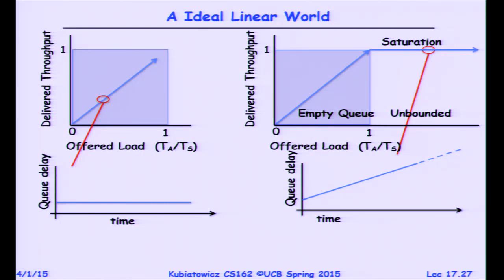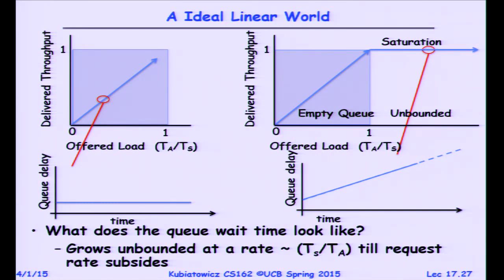But it's not quite as bad as what we think about. If you look at what the queue wait time looks like, it's growing unbounded at a rate of TS over TA until the request rate subsides. So basically that's at 5:10, when you're all sitting here waiting for class, then the rate starts subsiding. Okay, and all of these poor people that wander in late, because they got to the queue too late, that's too bad. So, questions?